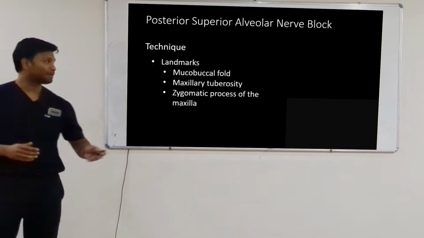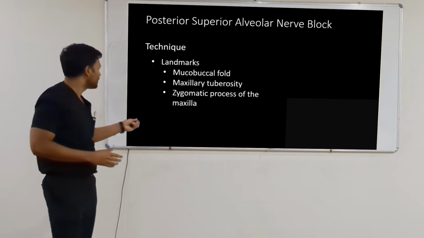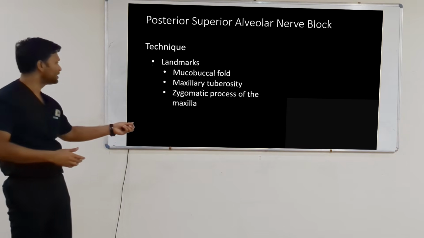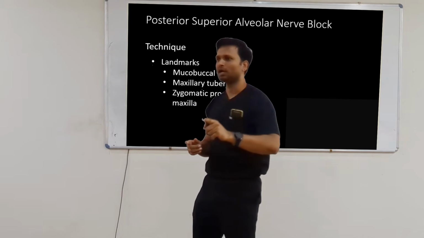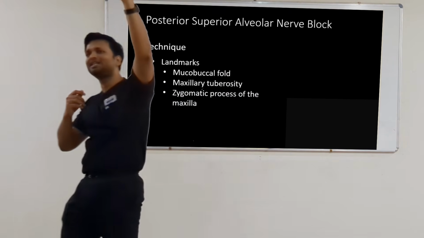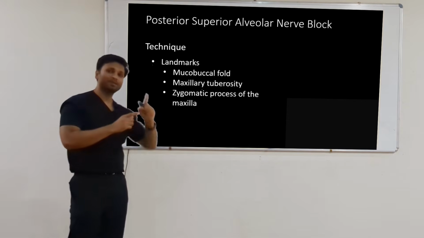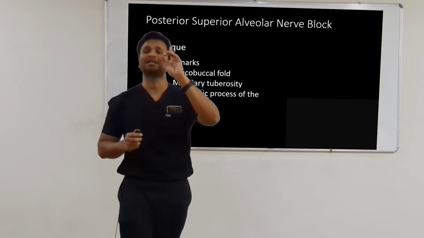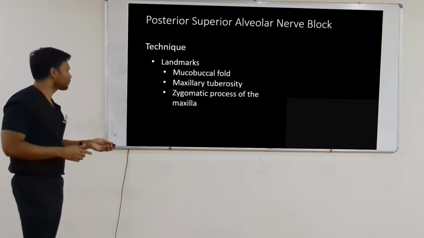So in this, landmarks are mucobuccal fold because we are going to insert the needle in that area. We have the maxillary tuberosity because we are going to go behind the maxillary tuberosity, and zygomatic process of the maxilla, and यहाँ पे एक चीज नहीं है, that is the second molar. Okay, because we insert the needle at the depth of the mucobuccal fold in the second molar region. ठीक है, इसमें याद रखो this point that we are inserting the needle at the depth of the second molar in the mucobuccal fold. Okay, and zygomatic process of the maxilla.